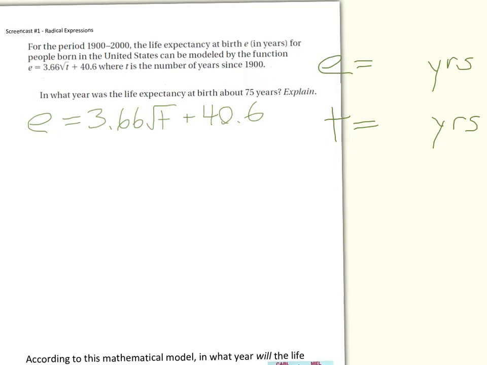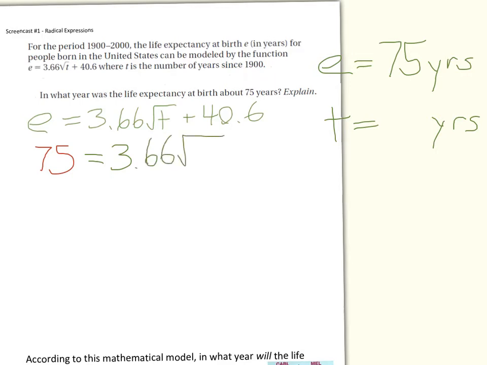Now, is 75 years, does that represent E or does that represent T? Well, that would represent, according to our problem, E. So now we are ready to go. Let's replace E with 75, and everything else that we have not yet touched that does not change simply comes down.